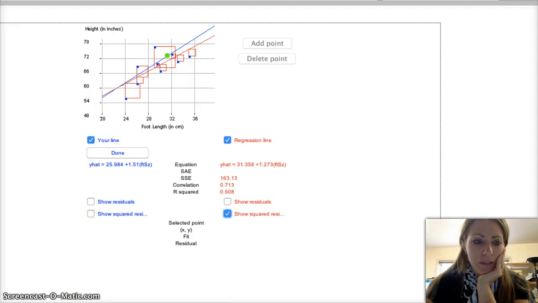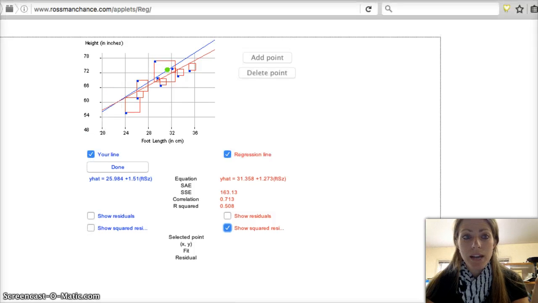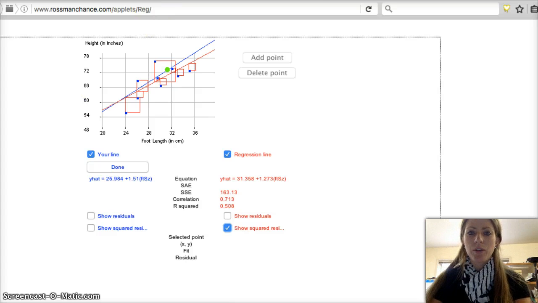So hopefully that helps. Also, if you want to play around with this app, it's rossmanchance.com/applets/reg. So if you want to kind of just mess around with it, you're welcome to.